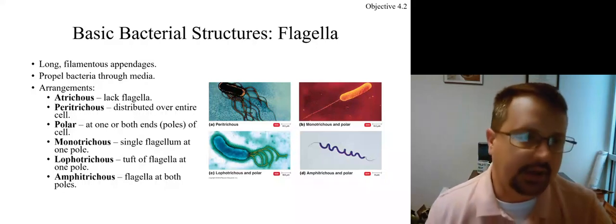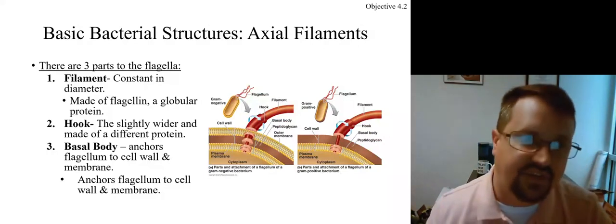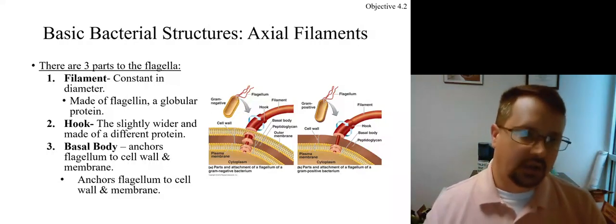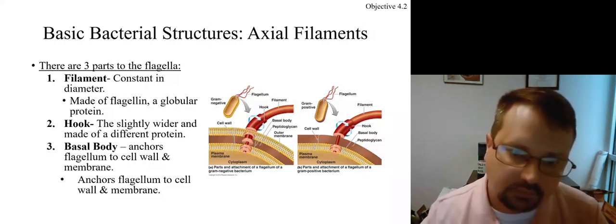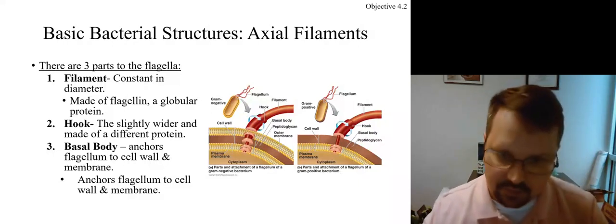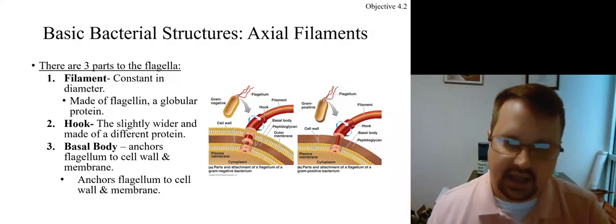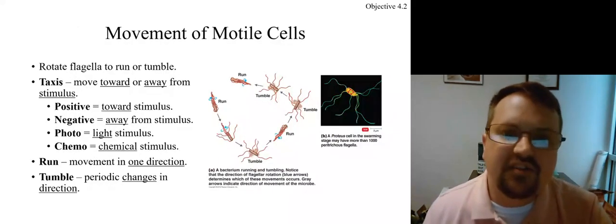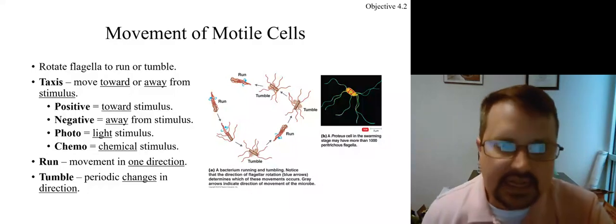Now, the axial filament of a flagellum: there's a filament that is constant diameter, made of flagellin. It's a globular protein. There's a hook that's part of this. It's wider, made of a different protein. And then the basal body anchors it, and it's made up of microtubules. Now when these cells move, they can rotate the flagella to run or tumble.